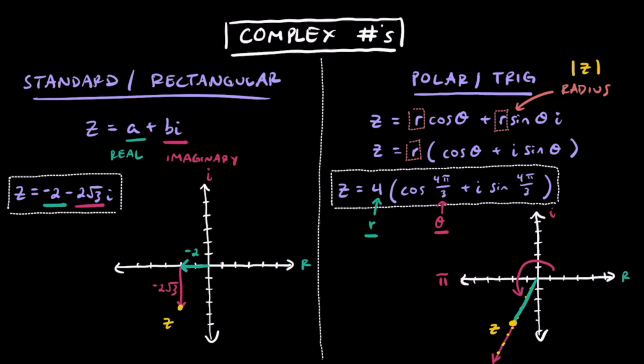And going back to our other diagram for rectangular form, that actually holds true over here as well, which should make sense that the radius here, or the absolute value, would be 4. And you can check this using the Pythagorean theorem, but I promise you this works out.